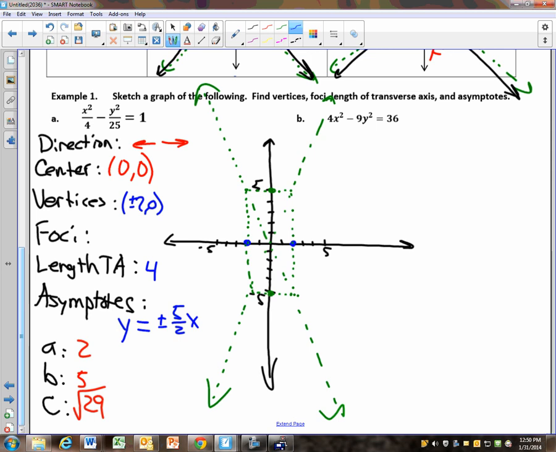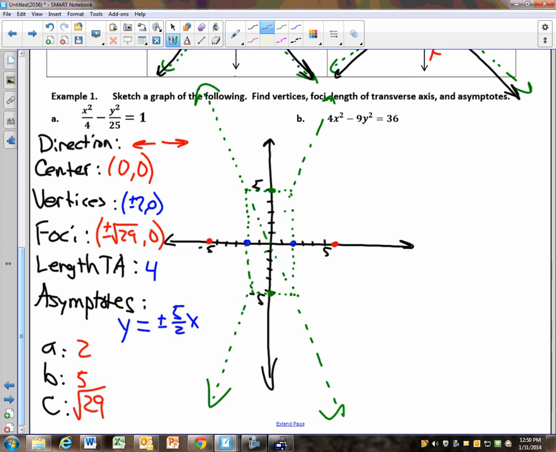Foci. How many units? Which direction? Square root of 29 is like 5.4, something like that. Right and left. 5.4 units in the right and left direction. Now we're just getting an estimate so we can plot it. So that location would be plus or minus square root of 29, 0.